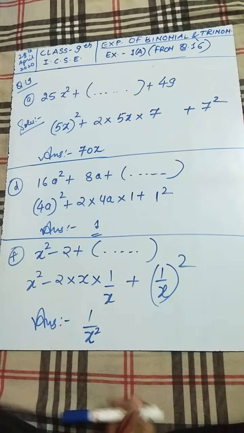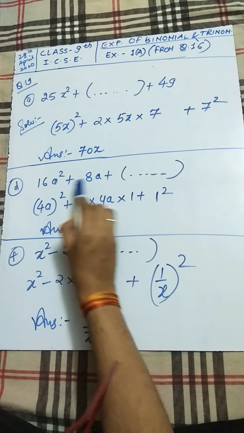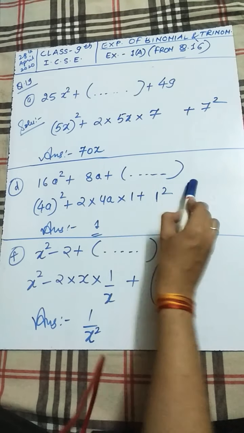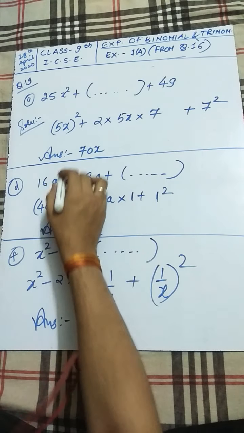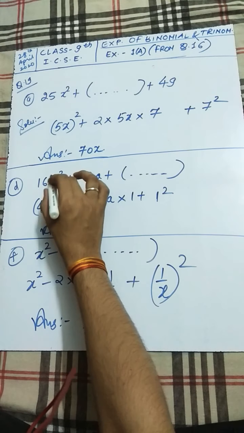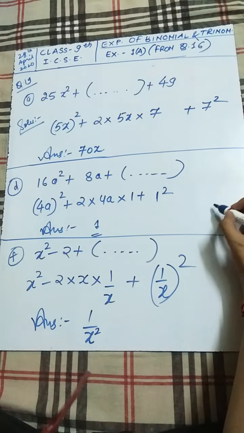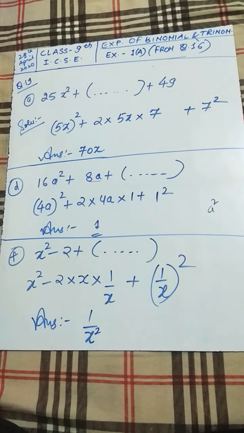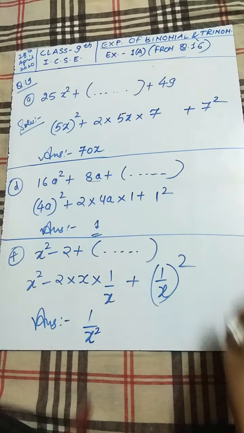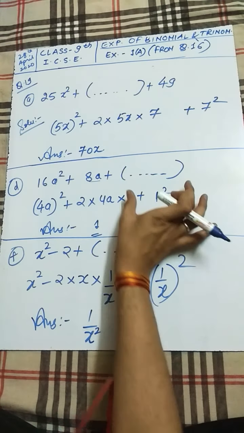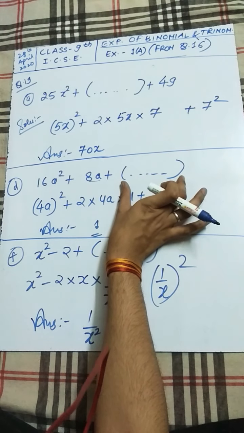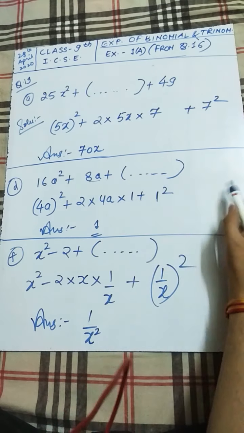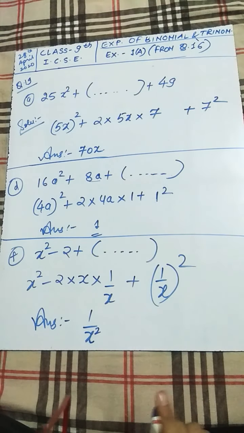Okay, D question: 16a square plus 8a plus dash. See, this is a square term. If the degree is 2, that means this is a square term. This is only 8a, that means this is the 2ab term. And according to the position, the missing term is here, that means this is the b square position. We need to find b here.